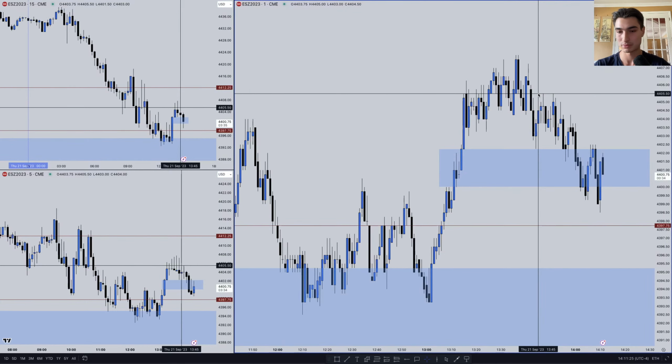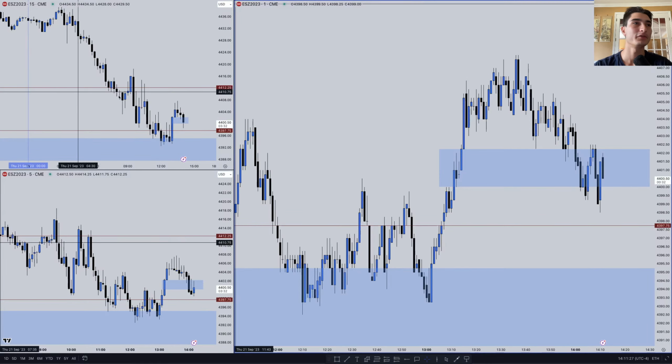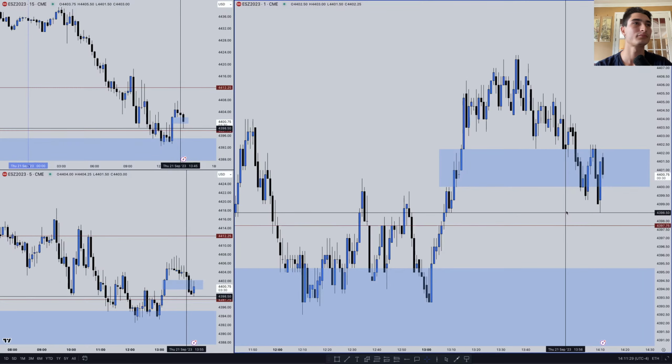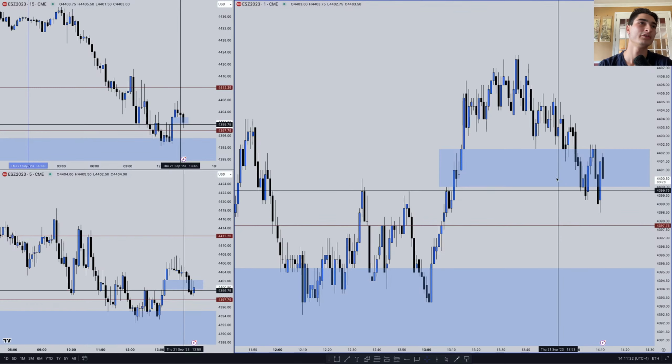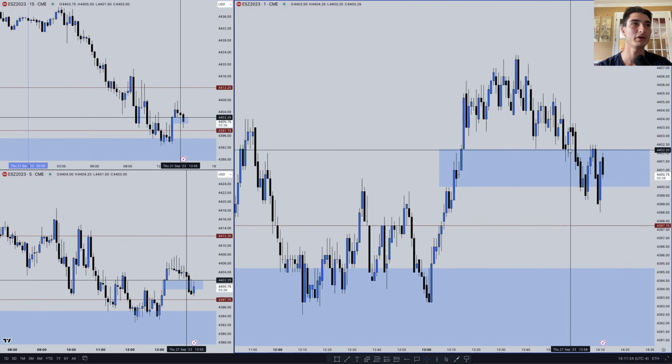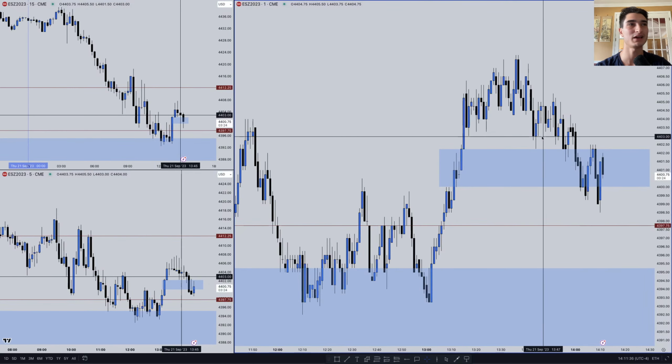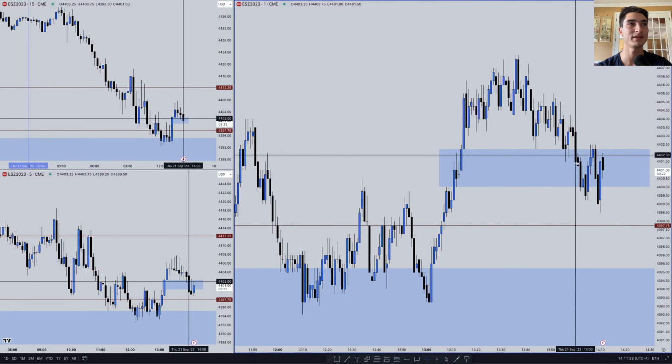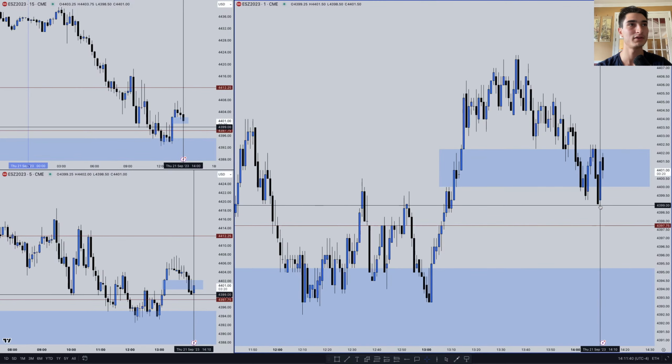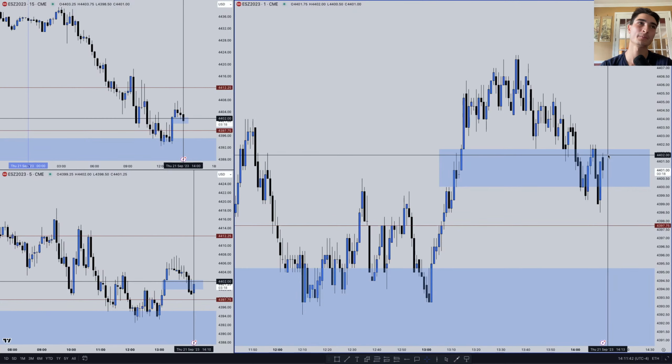So just being patient. So for lower prices, I do not like how the market's taking the lows anemically. It's not aggressively displacing through them. It's taking the low, pulling back into the range, taking the low, pulling back into the range. So that does not bode well for seeing lower prices.